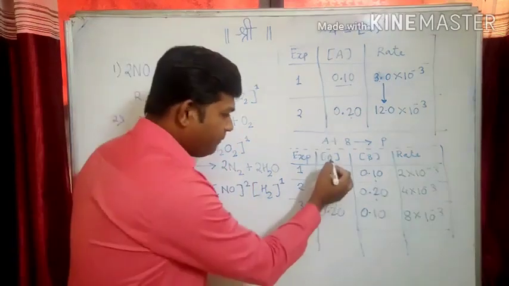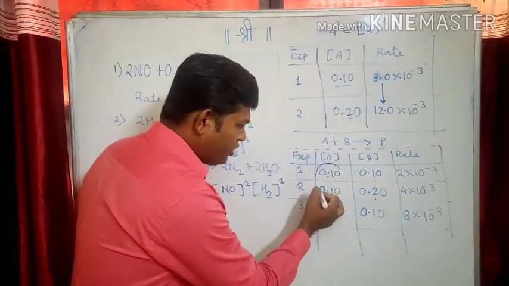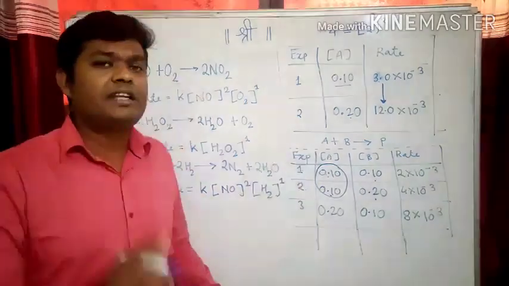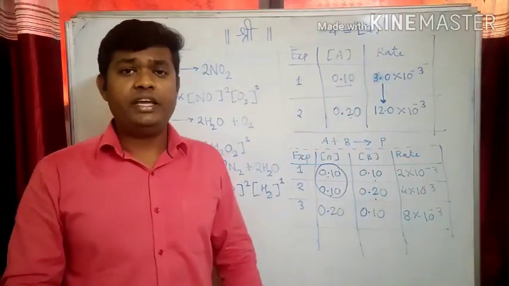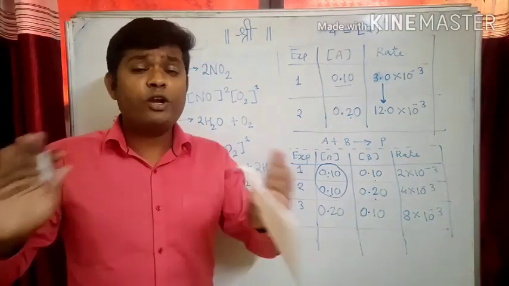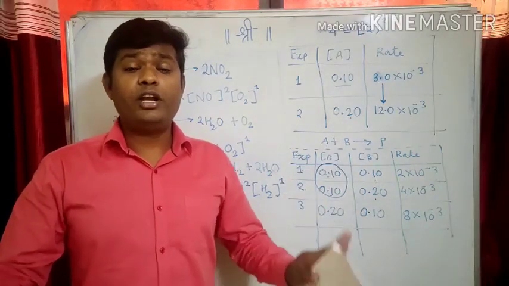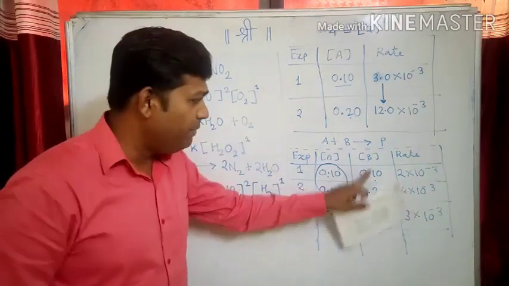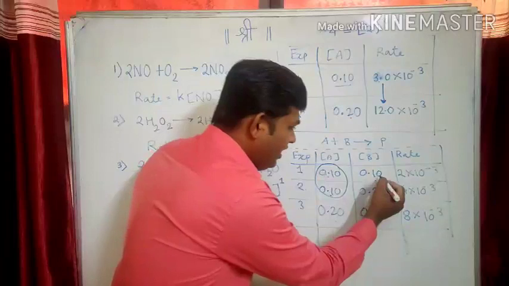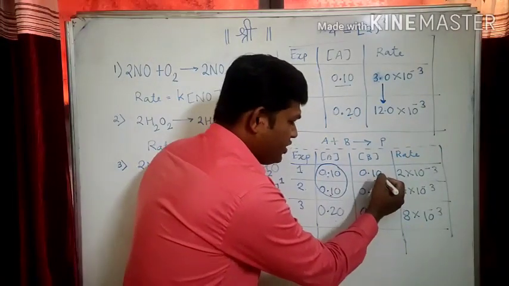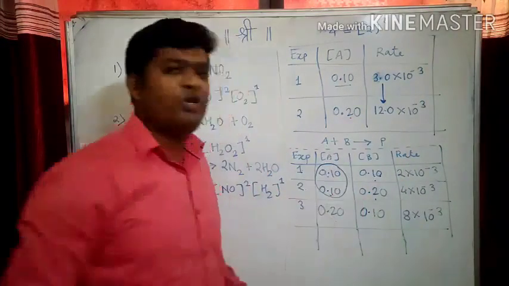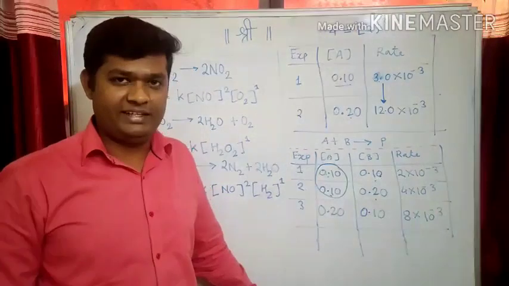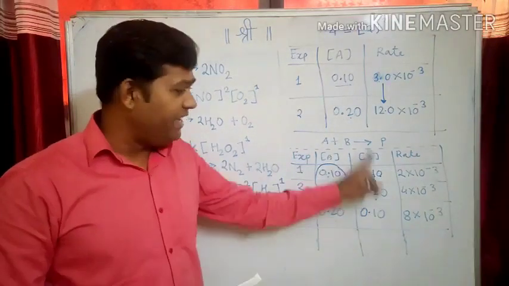So see here, in the first 2 experiments, the concentration of reactant A is constant. It means that there is no effect of reactant A on the rate of reaction. So only B will affect the rate. See the concentration of B. It is changing from 0.10 to 0.20. So we are doubling the concentration. A is constant, so B changed.